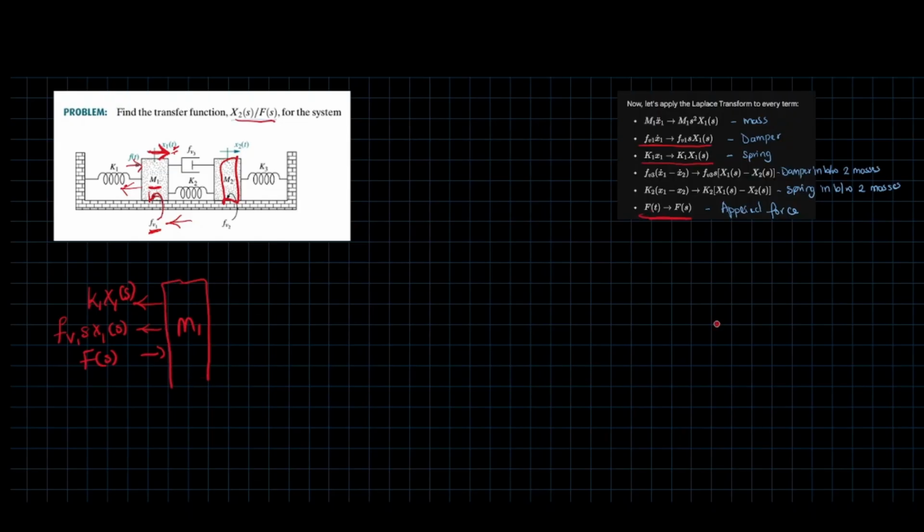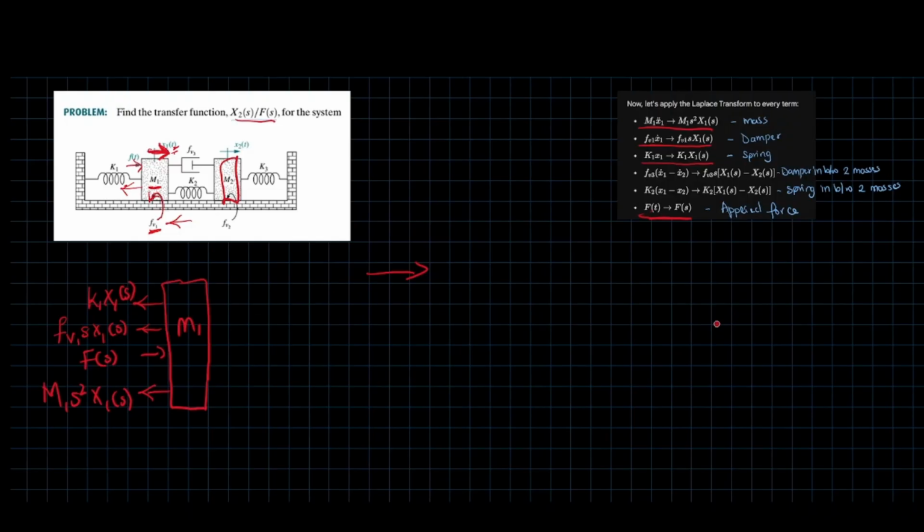And then there's also a force on the mass due to the mass, because mass opposes the linear motion. So M1 x double dot 1, but when you convert it to the Laplace domain, it becomes this. That's basically mass times acceleration, so it's going to be M1 s squared x1(s).